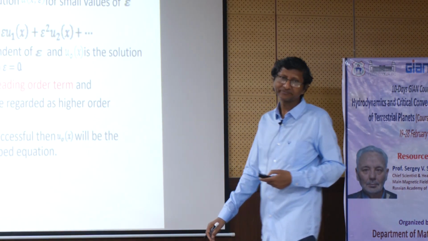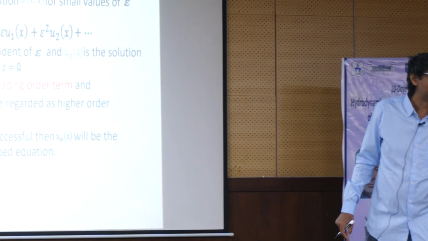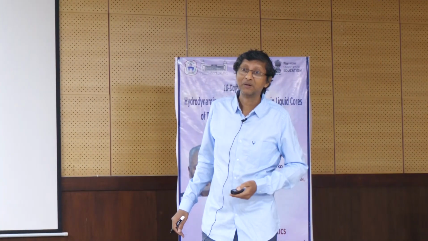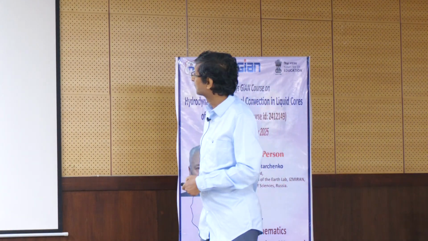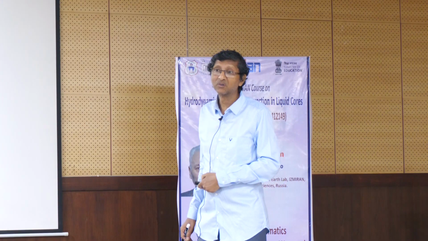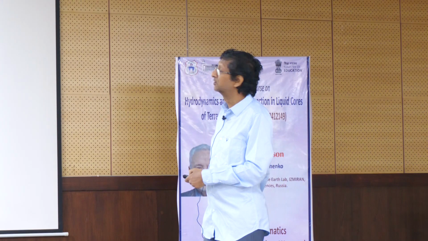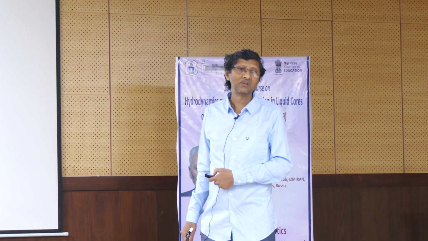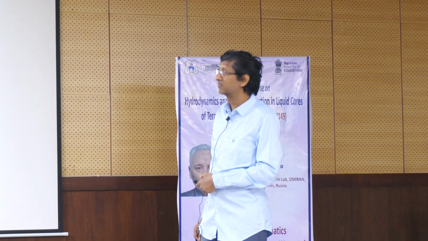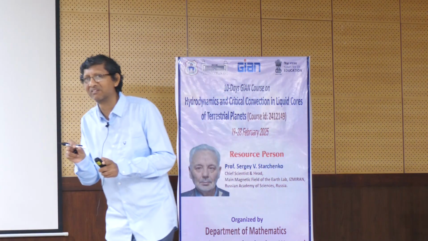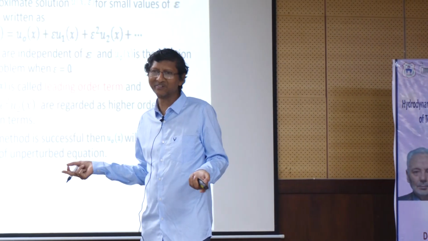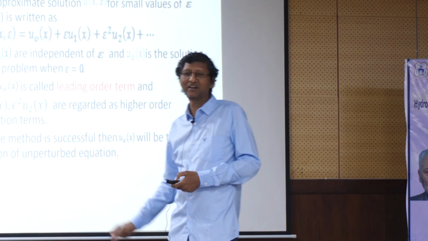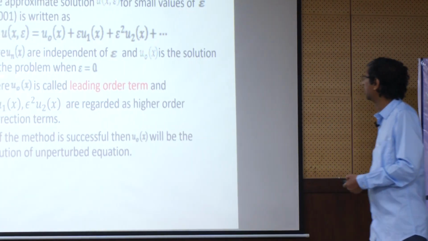What is epsilon here? Epsilon is a perturbed parameter. Suppose epsilon vanishes, epsilon is 0, then what happens? u is nothing but u naught, is it not? So in such a case, the perturbed differential equation you are having becomes the unperturbed equation when epsilon is 0, right? So that is the idea here.